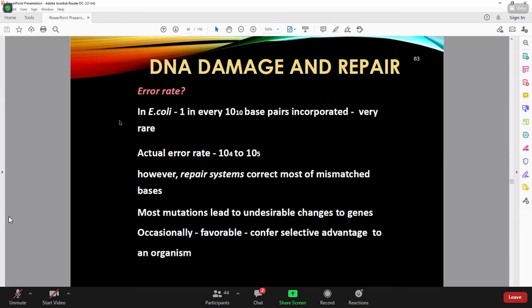Okay, so DNA damage. There is a mismatch of nucleotides, a mutation that can lead to undesirable changes to genes. There are many factors that can lead to DNA damage.